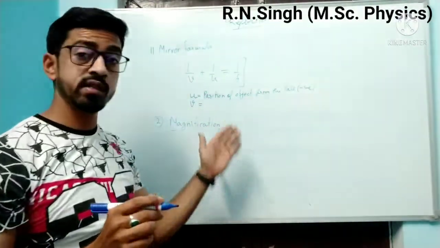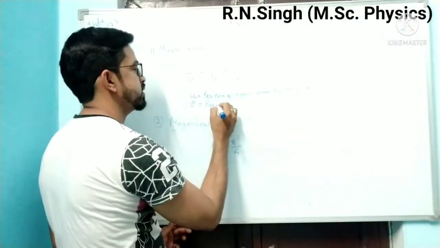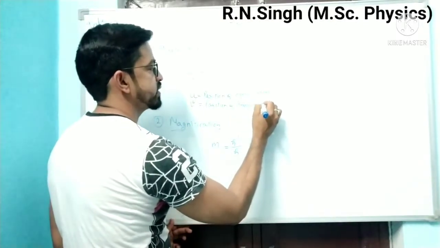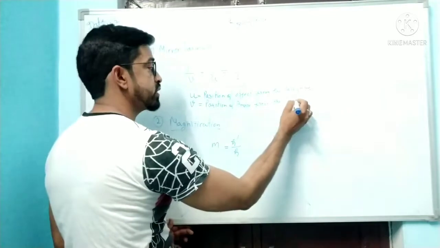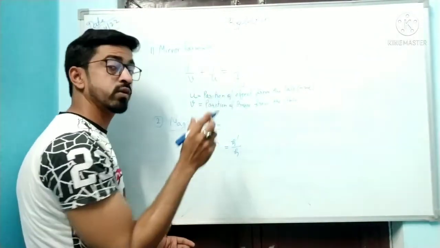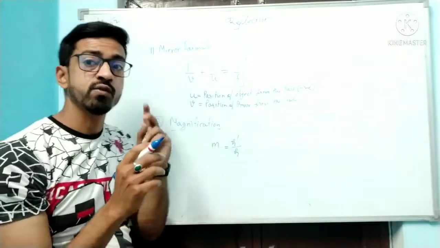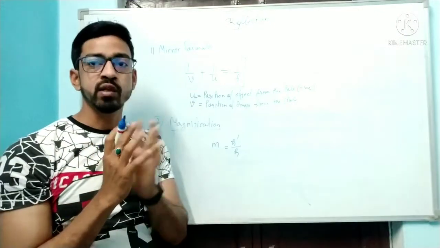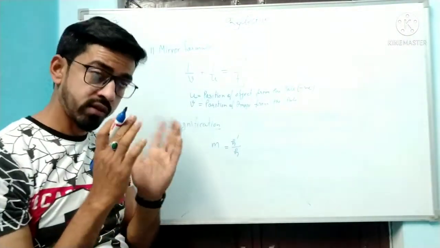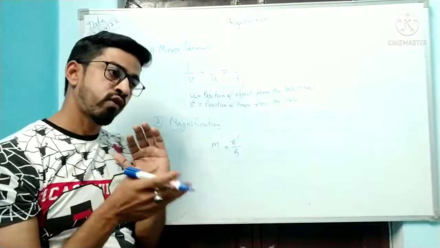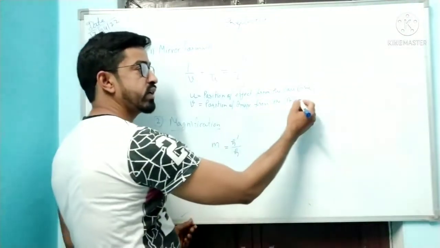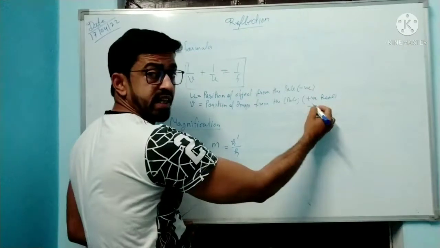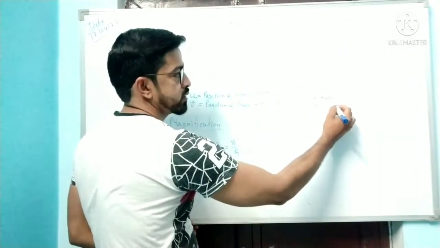Okay. Next one is V, position of image from the pole. You know that in a concave mirror there are virtual and real images, both happen. In a convex mirror only a virtual image is formed. So let's understand what sign comes for real and what sign for virtual. For real it will be positive and for virtual negative.